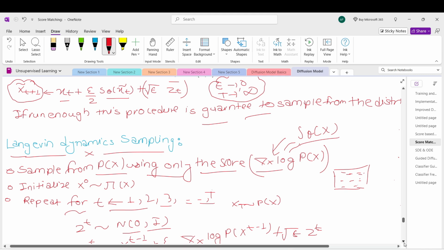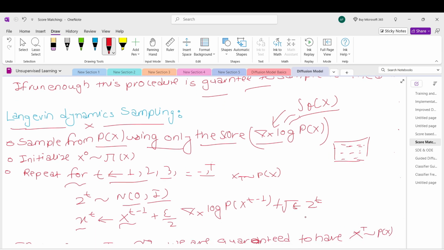So what are we going to do? This Langevin dynamic sampling is performed when you want to sample from p of x using only the score. We don't have anything else, just the score: the gradient with respect to x of log p of x. This is a vector field, and we have only this vector field, and we want to sample from the distribution p of x.